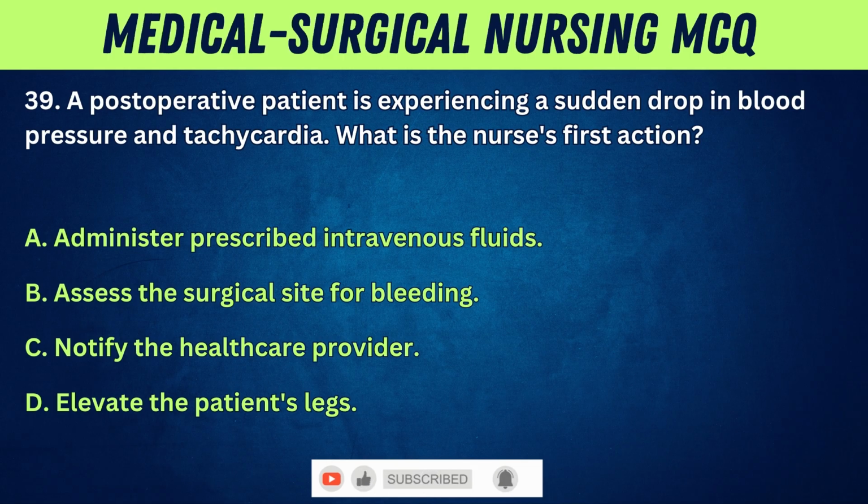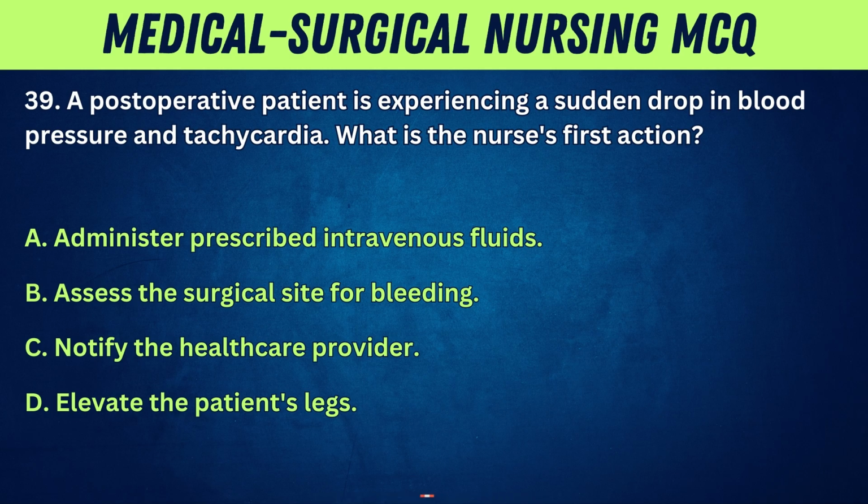39. A postoperative patient is experiencing a sudden drop in blood pressure and tachycardia. What is the nurse's first action? A. Administer prescribed intravenous fluids. B. Assess the surgical site for bleeding. C. Notify the healthcare provider. D. Elevate the patient's legs.